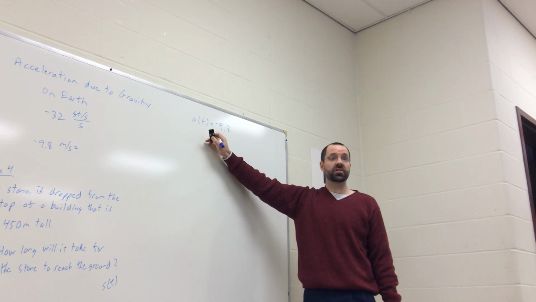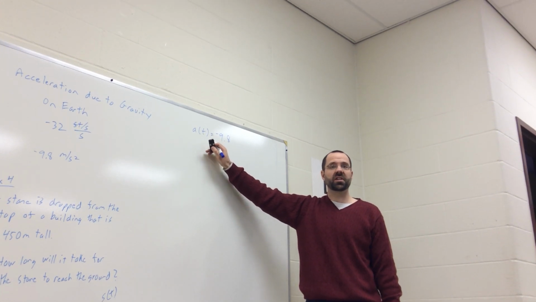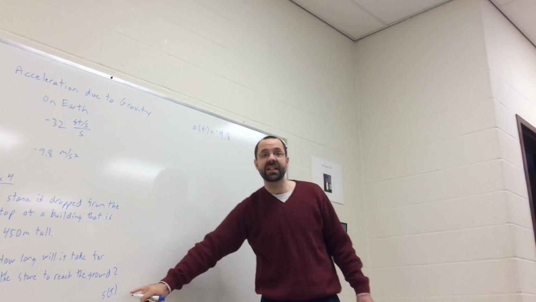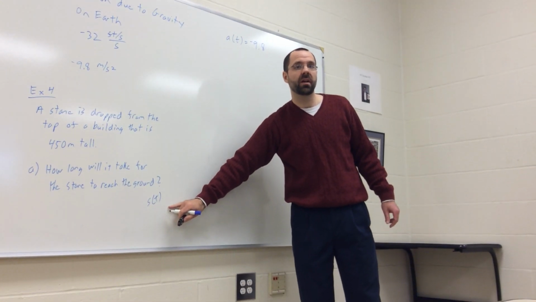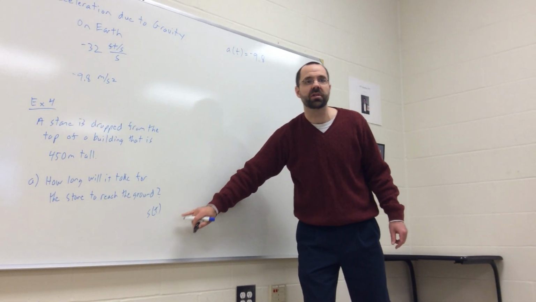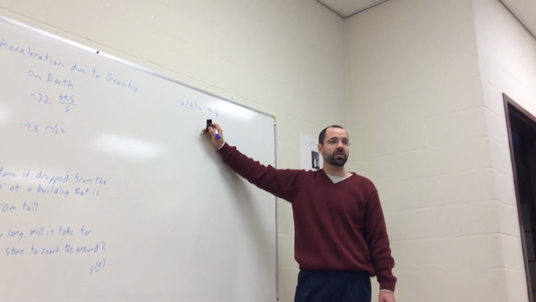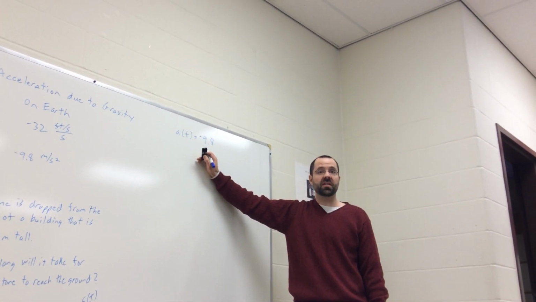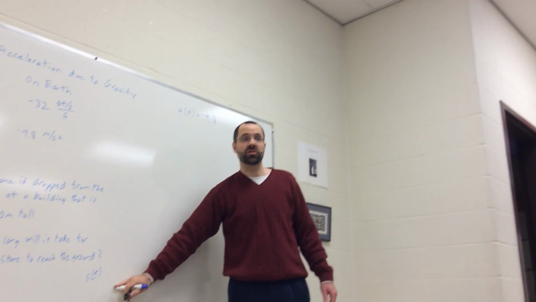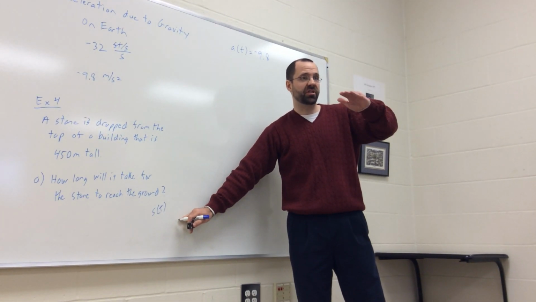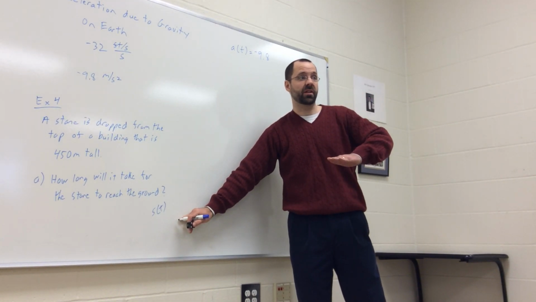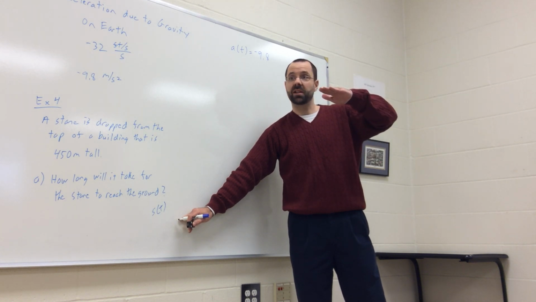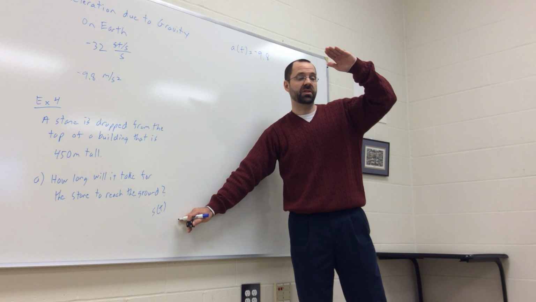So we have an acceleration equation, but what we really need is a position equation. How are we going to get a position equation from an acceleration equation? Can we take the antiderivative two times? Yeah, we're going to take the antiderivative twice. Because when we have the position function, the first derivative is the velocity, and the second derivative is the acceleration. So if we have acceleration, we take the antiderivative once and we'll get velocity, and then we take the antiderivative again and we'll get position.